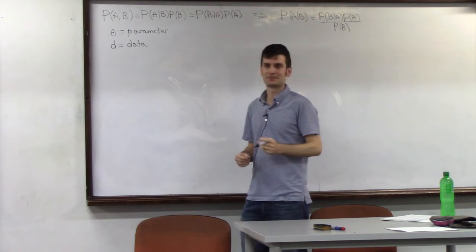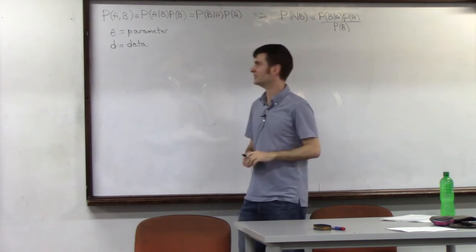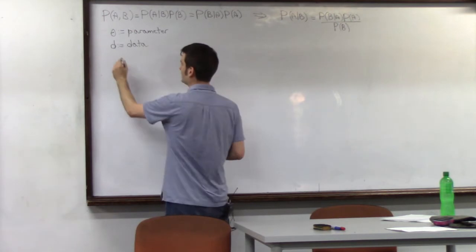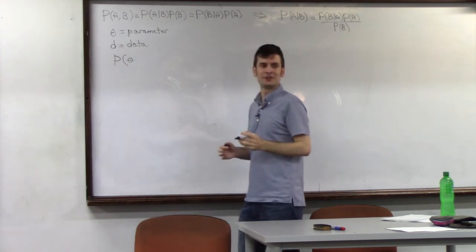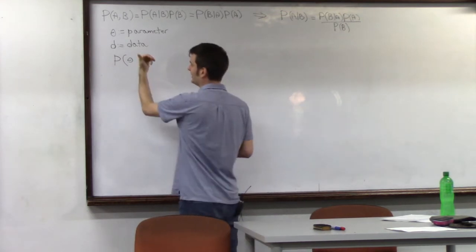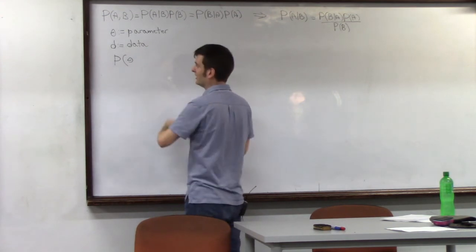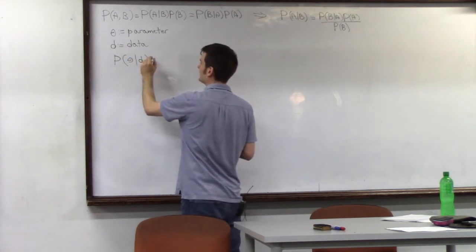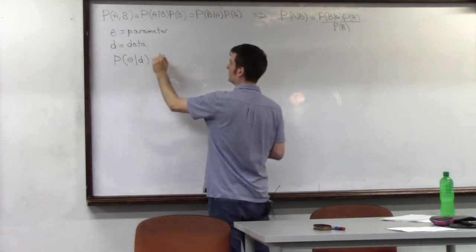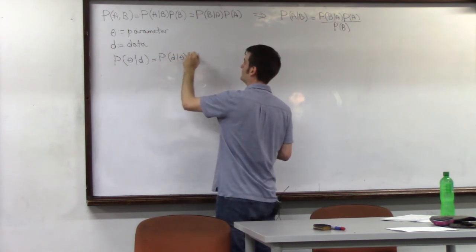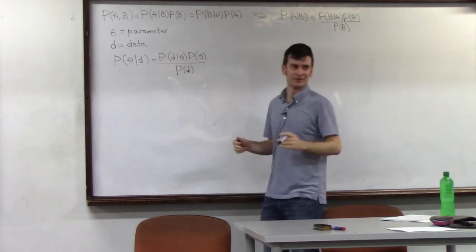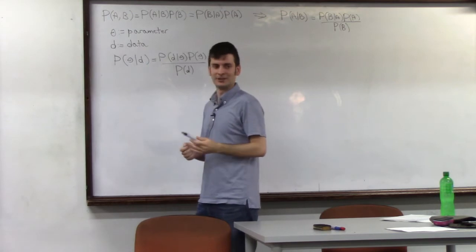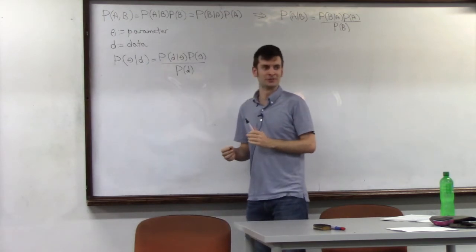D is the data, for example, the luminosity of the galaxy. And we're going to be asking what is the probability of the parameter having a specific value theta given the data, that is equal to the probability of the data given the parameters times this, times that. Okay, so probably this also doesn't tell you much, but hopefully you'll see how this is used.